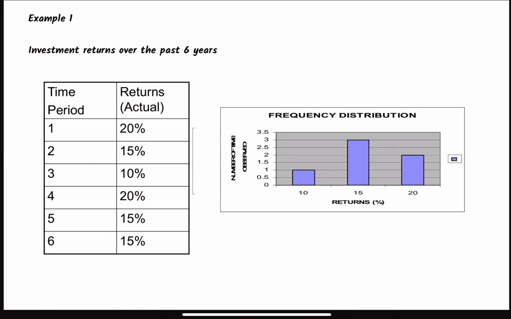So for example one, we have an investment that has returns over the past 6 years, and we can see each time period from 1 through 6, and what the actual returns were for each of those time periods. To the right, we have a graph that tells us how often we got returns of 10%, 15%, and 20%. It looks like we had more 15% returns. We have 3 instances of that happening, whereas we have 1 10% and 2 20% returns.